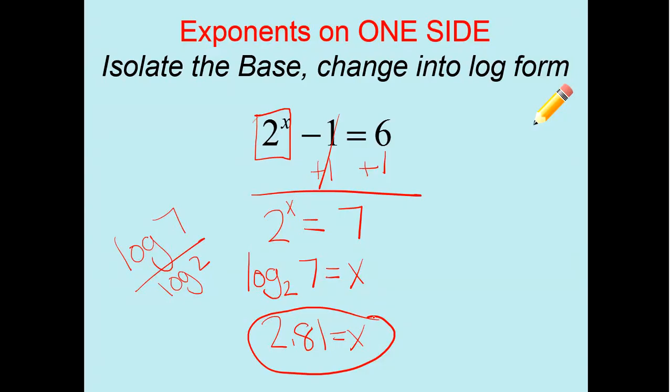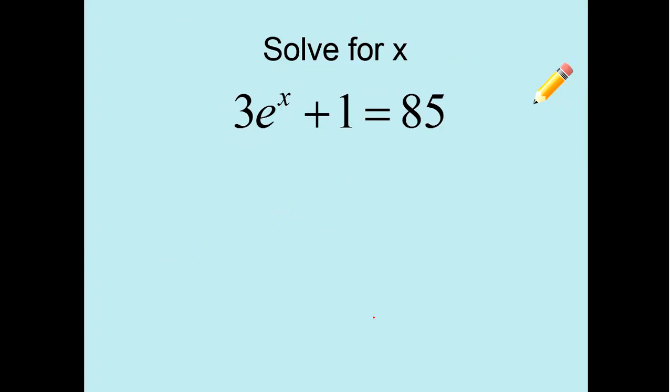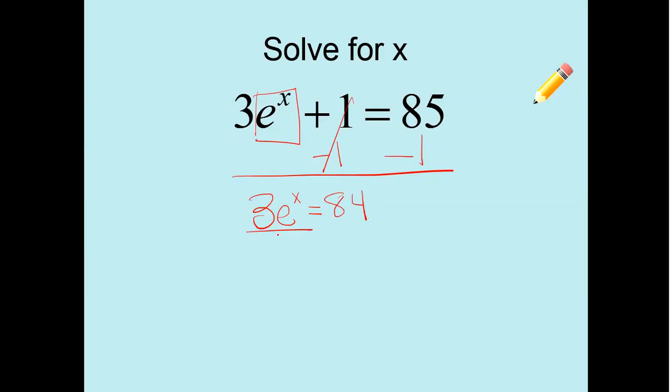Okay? Let's try one with e. So I need to get e to the x alone. Everybody else just needs to move. We've got to get rid of it. So very first thing, let's subtract 1. So I'll have 3 e to the x equals 84. Looks like we need to divide both sides by 3. So I'll get e to the x equals 84 divided by 3, 28.